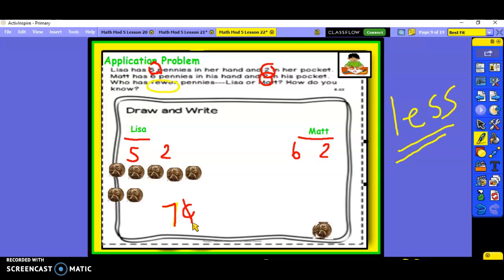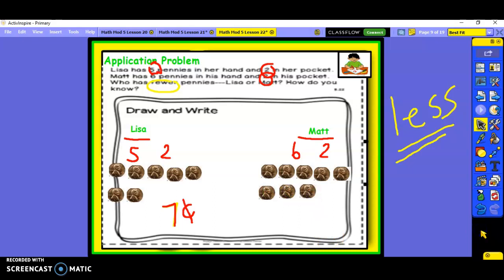Let's show Matt's pennies. Matt had 6 in his hand and 2 in his pocket. So let's show Matt's 6. 1, 2, 3, 4, 5, 6. And he had 2 in his pocket. So let's add 2 more. Ooh, look at Matt's total. Matt has 8 cents. 8 pennies. So the question was fewer. Who has fewer pennies? Would it be Lisa or Matt? And how do you know?